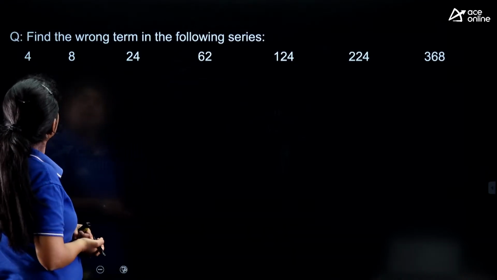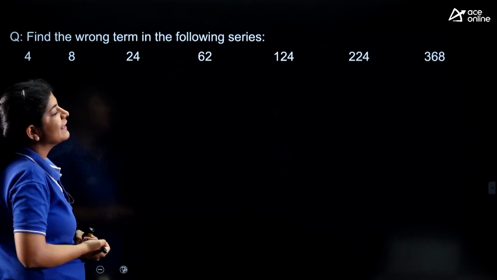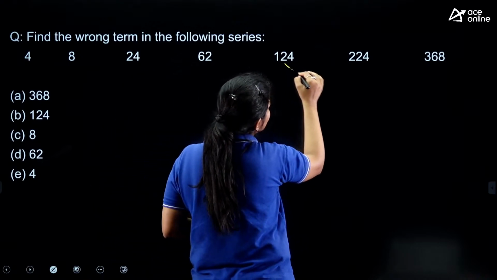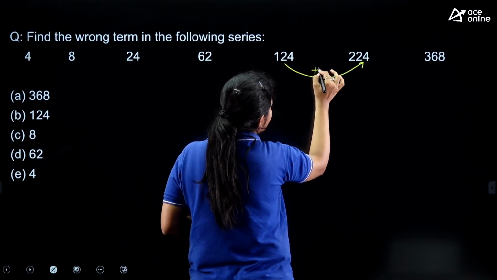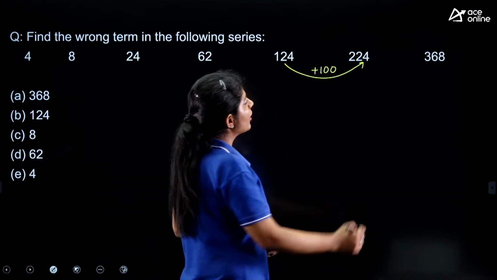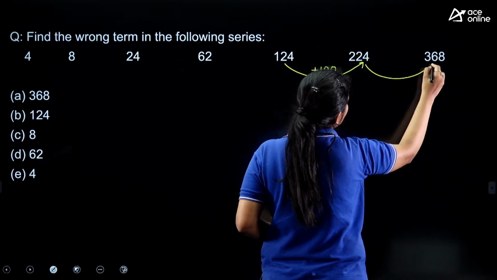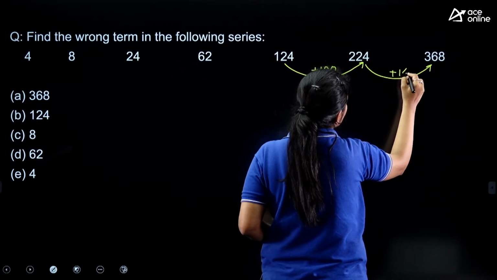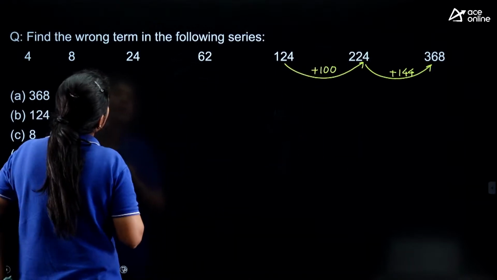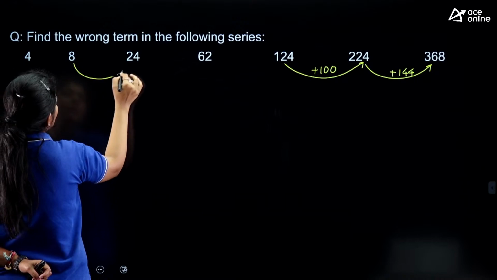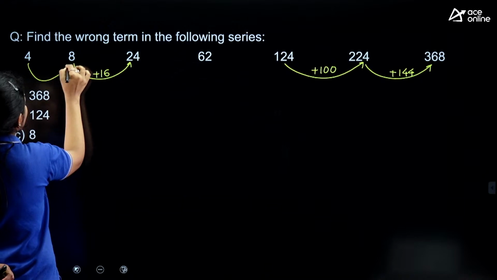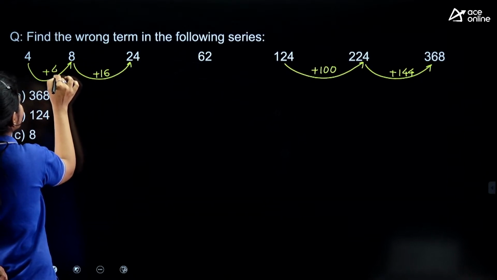Okay. So, if I talk about the differences in between the numbers, I can easily say that here I am having a difference of plus 100, right? And in between these two numbers, the difference is plus 144, right? Okay. If I talk about the difference over here, what difference are we having? We are having plus 16. Over here we are having plus 4, right?